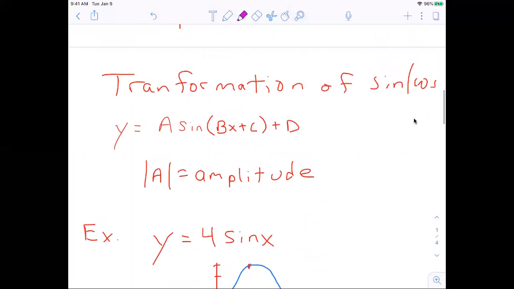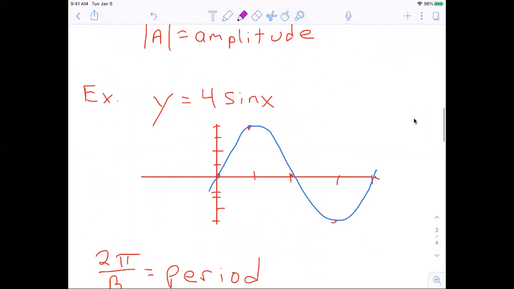what you want to know is that this is called the amplitude. That's going to stretch it up and down. So for example, a number out in front stretches it up and down. For this one, our original sine graph would look like this, but then the 4 stretched it up and down. So it made it go up higher and down lower. So the number out in front changes the amplitude.